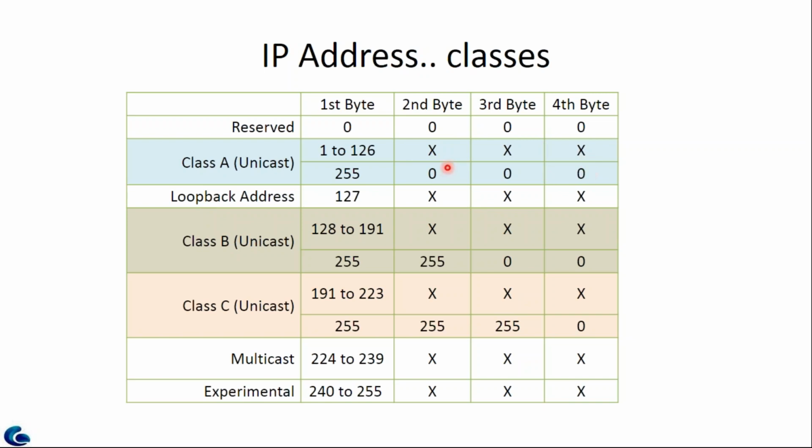Now the guideline says that if it is 1 to 126, you should have at least 8 bits as your network bits. At least. You can have more. There is a concept called subnetting, which I will discuss in a separate video. But you can have more than 8, but you cannot have fewer than 8. So 8 bits are the network bits, and 24 bits are the host bits.